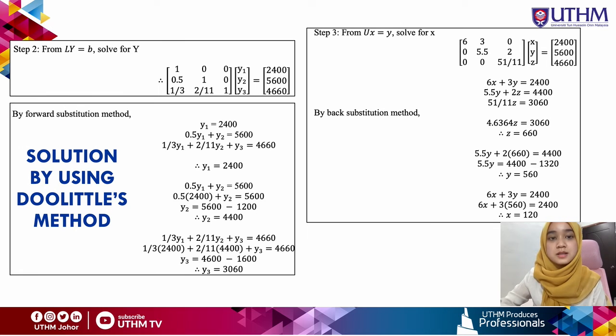We move to the next step, which is step 3. From UX equal to Y, we can solve for X. As we already get the value of U and Y, we can solve this by using back substitution method. So we can get the mouse per daily: for mouse X we can get 120, for mouse Y we can get 560 per daily, and lastly for mouse Z is 660.